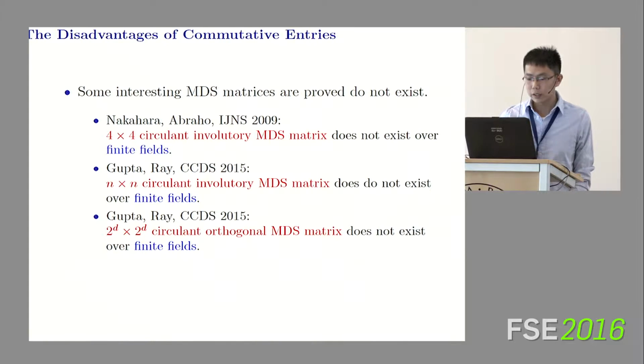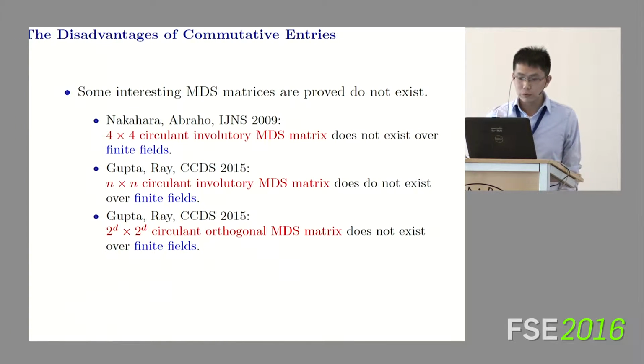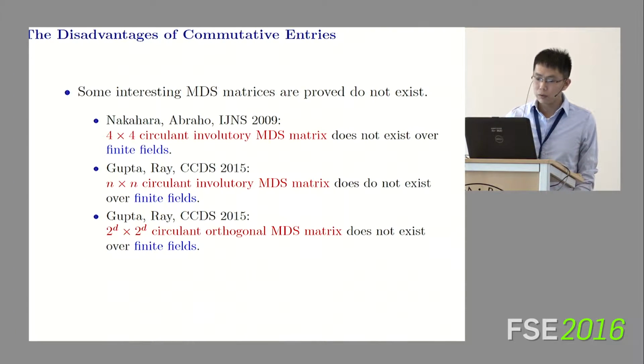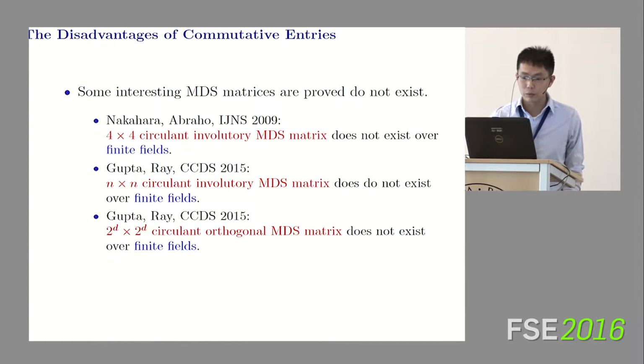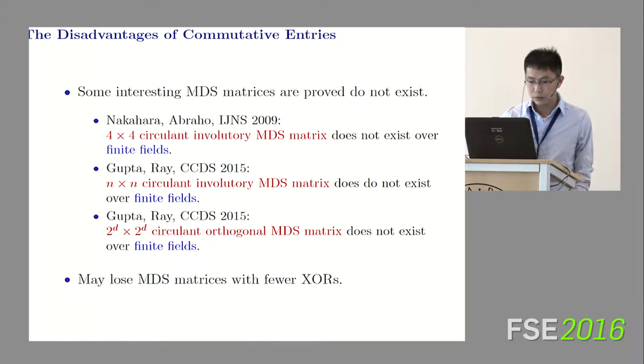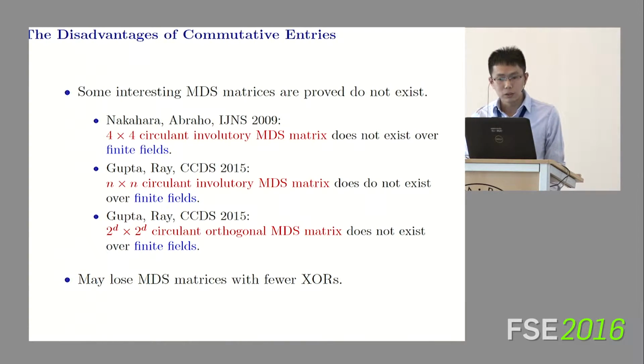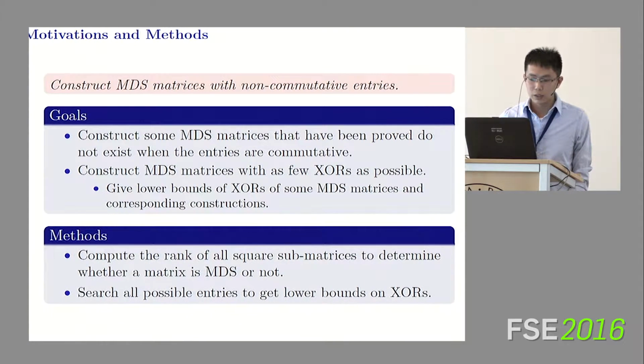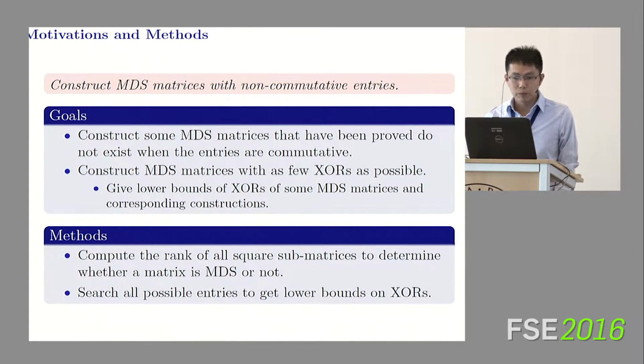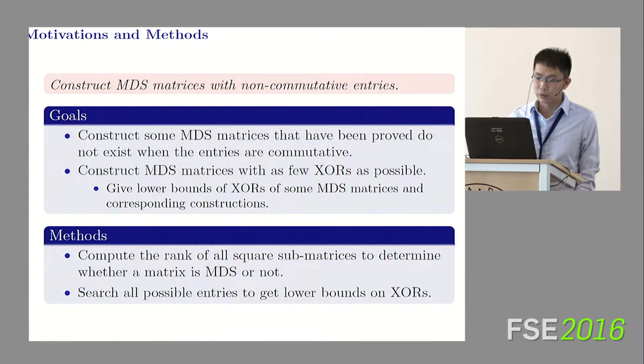If you check their proof, you will find that it is only valid when the entries are commutative. But the space of all non-singular linear transformations is in fact non-commutative, and the commutative entries are only a small piece of the whole space. This also leads to another drawback: the restriction to commutative entries may lose MDS matrices with fewer XORs. Based on these observations, we want to construct MDS matrices with non-commutative entries.